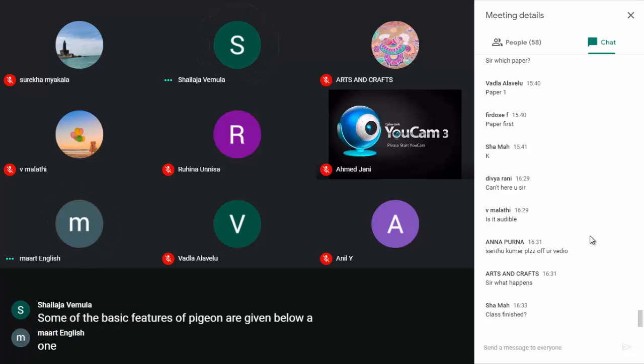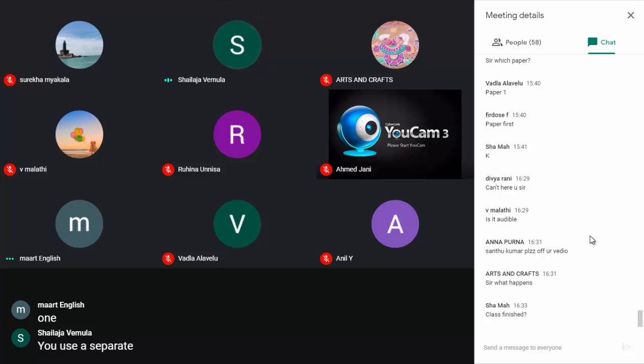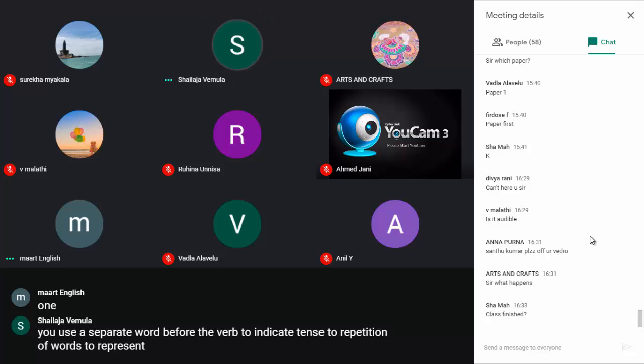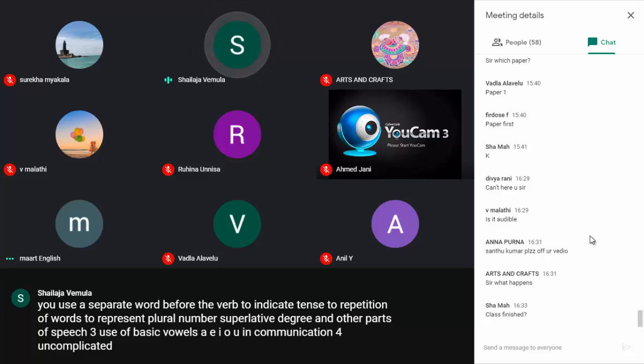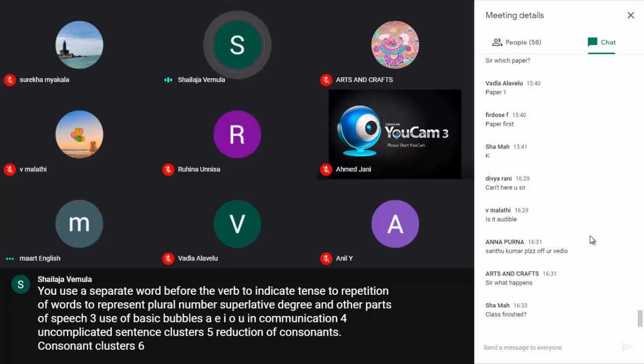One, you use separate words before the verb to indicate tense. Two, repetition of words to represent plural numbers, superlative degree, and other parts of speech. Three, use of basic vowels A, E, I, O, U in communication. Four, uncomplicated sentence clusters. Five, reduction of consonant clusters. Six, maximum avoidance of tone variations.